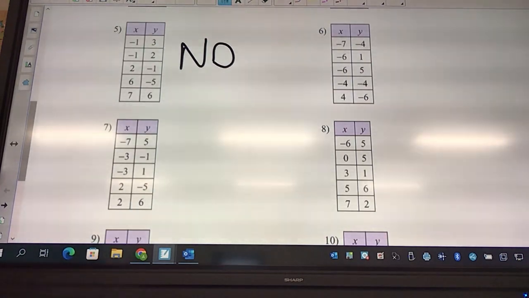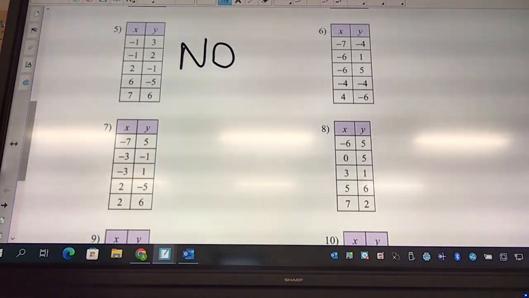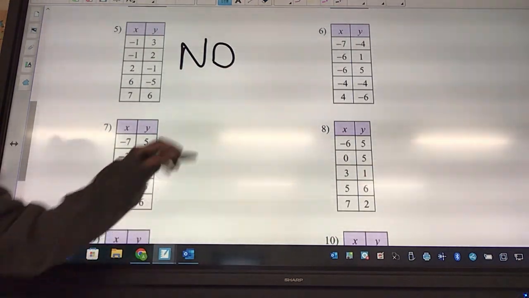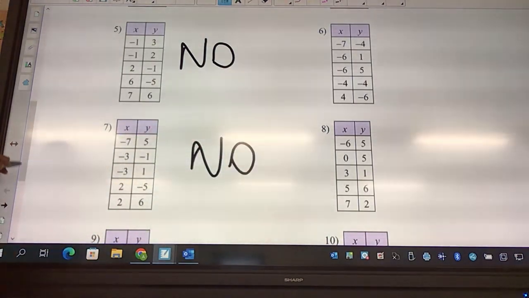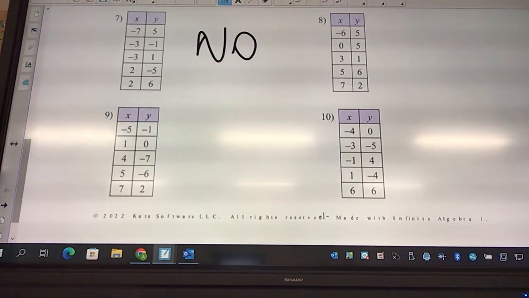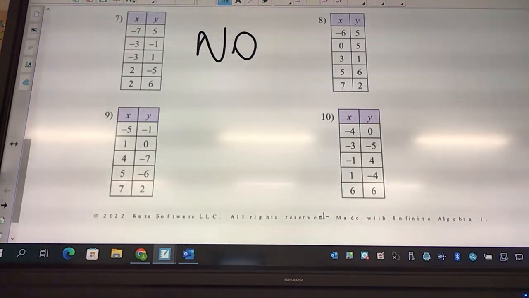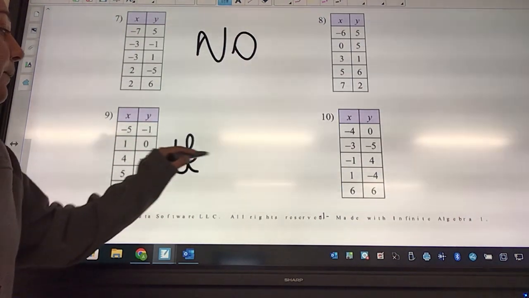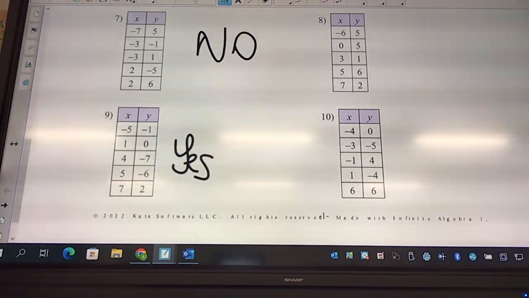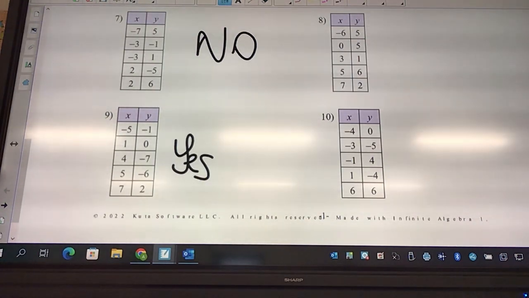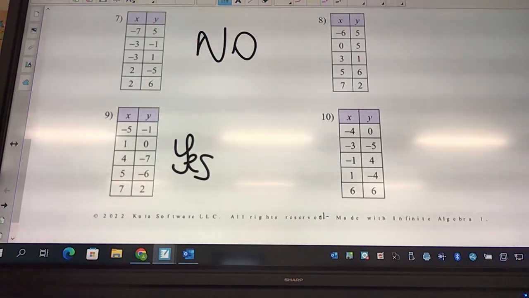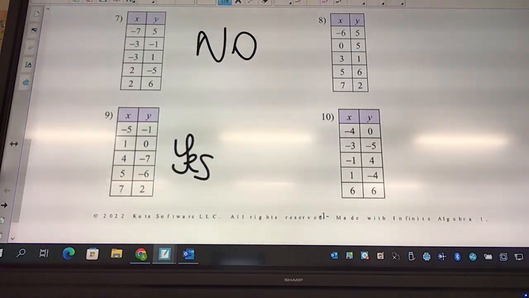Okay, 7. Do any of the x values repeat? Yes, so then is it a function? No. Okay, 9. No, they don't repeat, so yes, it is a function. Okay, and then just to recap yesterday, what was the domain? X's or Y's? X's, and the range is Y's. Okay, so that's how we can tell if it's a function from a table.